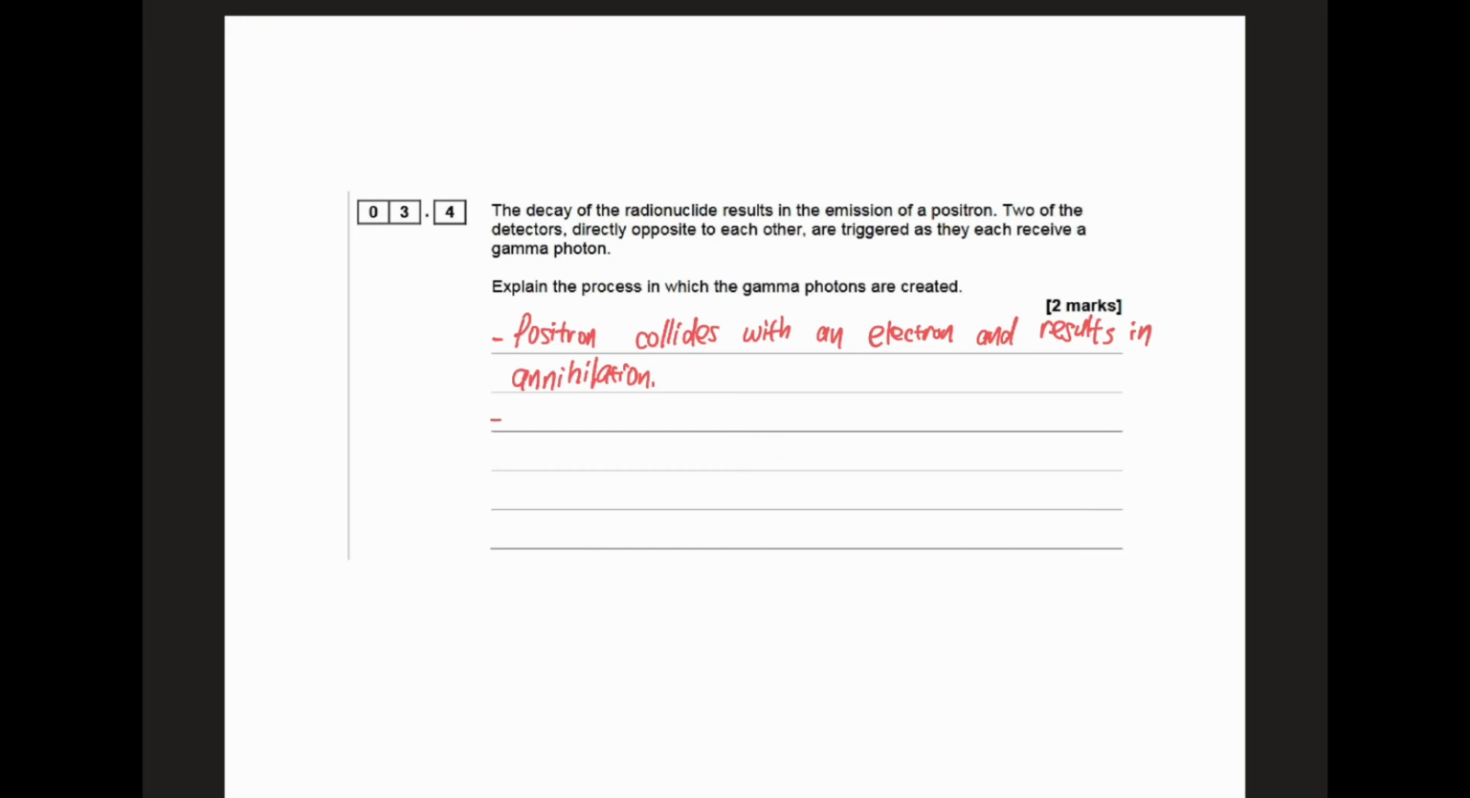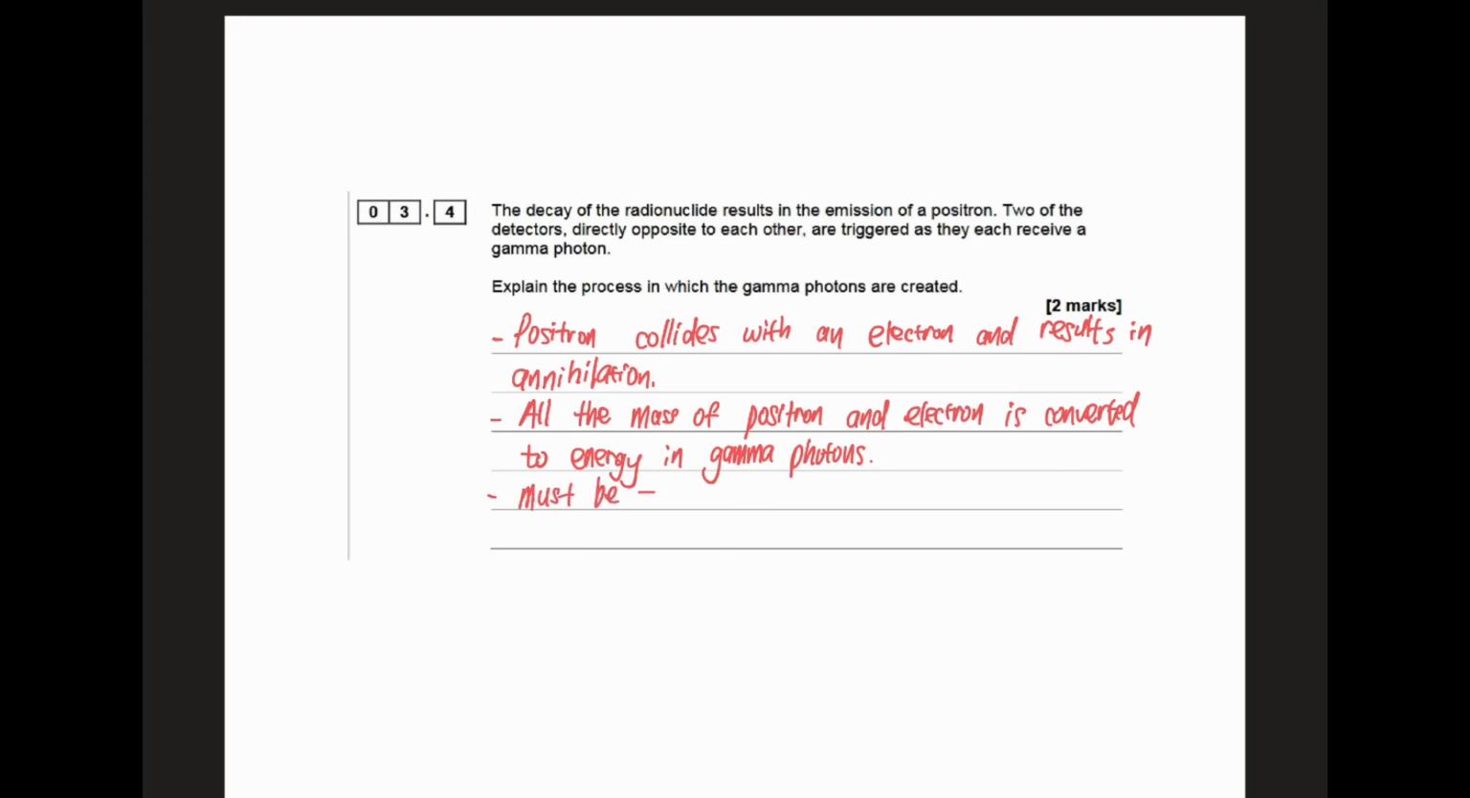Second point, or the mass of positron and electron is converted to energy in gamma photons. So the third point here is optional.